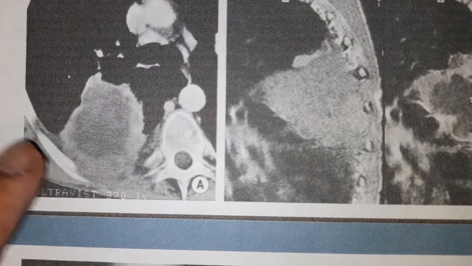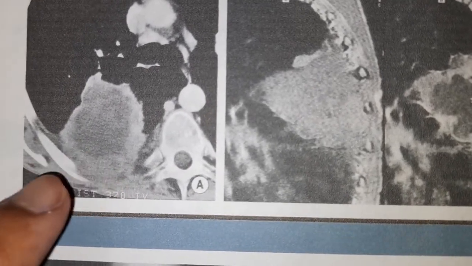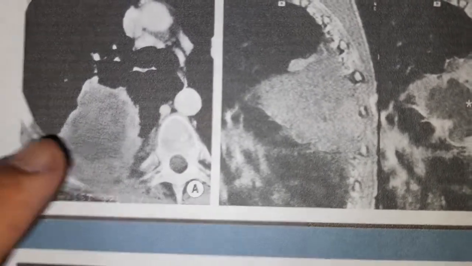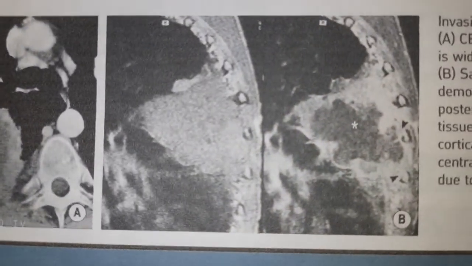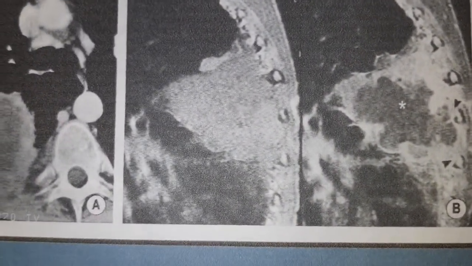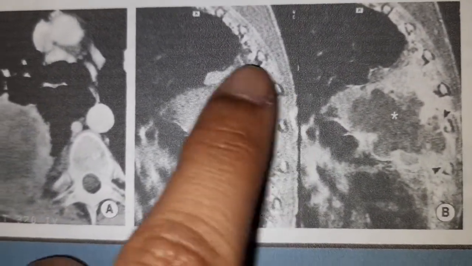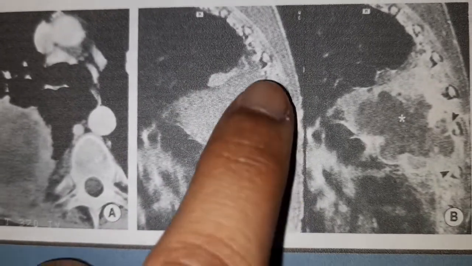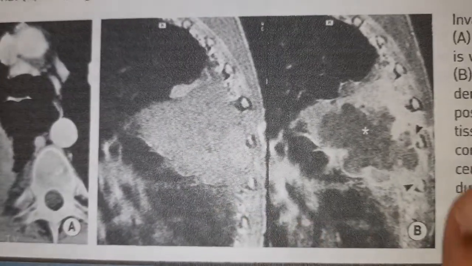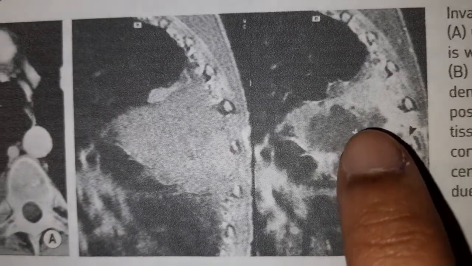lesion which you see in the posterior chest wall, which is infiltrating the ribs. Even here, this is diffusion weighted imaging, which shows an enhanced lesion here, which is actually causing erosion of ribs. Here you can see even more clearly.